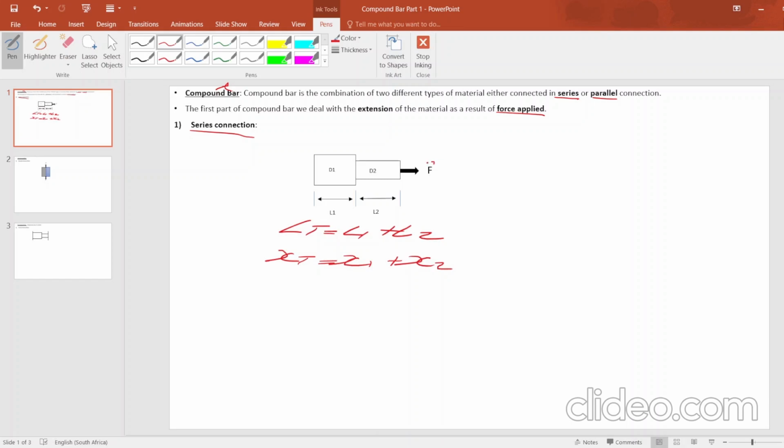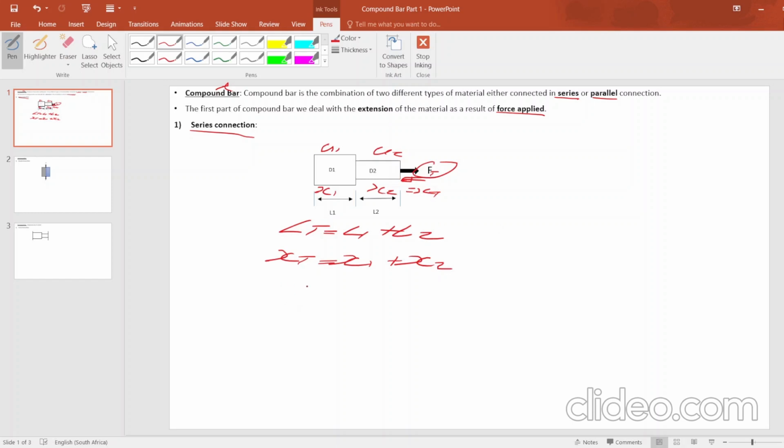Right, because when the force is applied, whether compressive or tensile, you would realize that the force applied on your series connection is your force total. That force will have the effect on unit 1, and it will have the effect on unit 2. Hence, we will have the change in length on unit 1 and the change in length on unit 2. Then we get the total change in length.